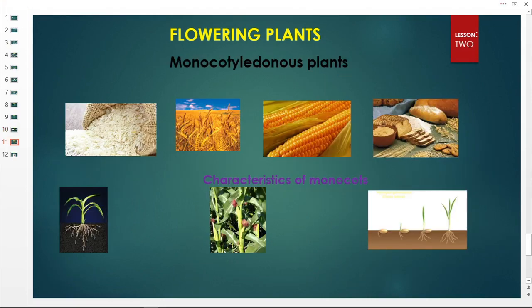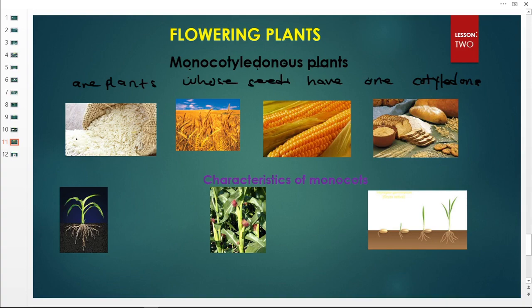After we have looked at the characteristics of dicot plants, now let us look at monocotyledonous plants. So what are they? Monocot plants are plants whose seeds have one cotyledon.